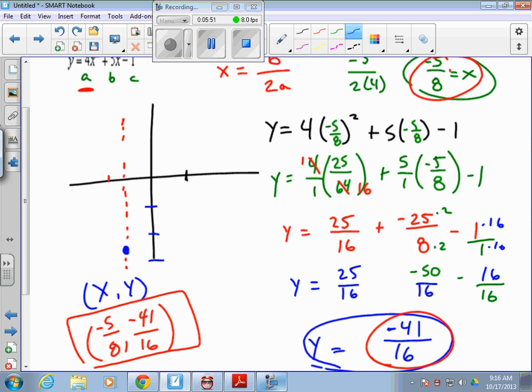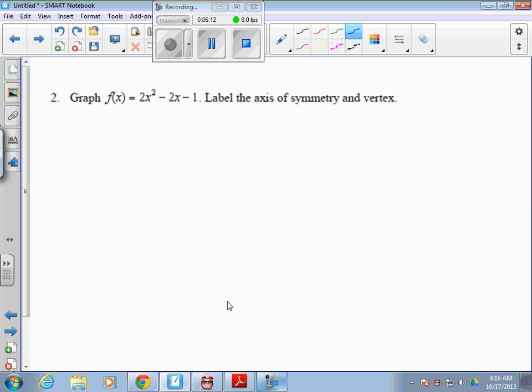And we'll have much more friendly numbers tomorrow. But that graph, you have 2 more points. We're not graphing it right now, but it will look something like that, where the bottom of it should come to that point that we just created, a little bit better than what I drew. But the axis is x equals negative 5 over 8, and the vertex is negative 5 over 8, negative 41 over 16. The other ones actually get a little bit easier.